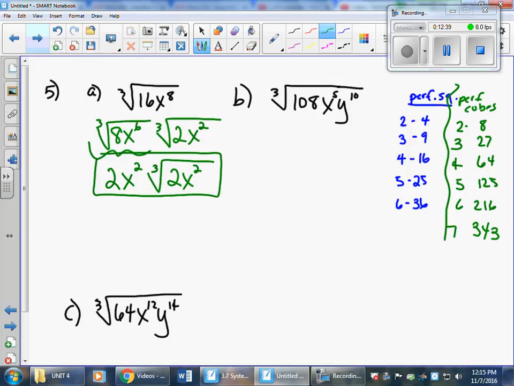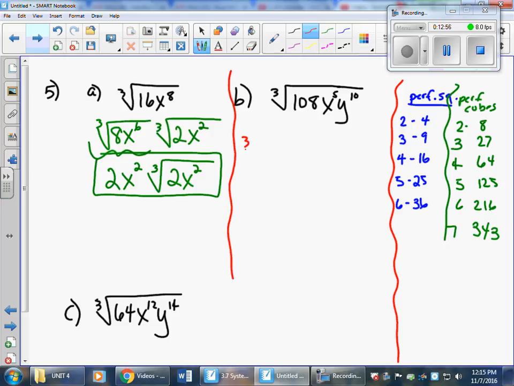I know they're a little complicated. We've been working in square roots for so long that sometimes working in a different root makes it a little bit more difficult, but you'll do it. You did it with so many other things, and you'll do it with this too. So let's take a look at B.